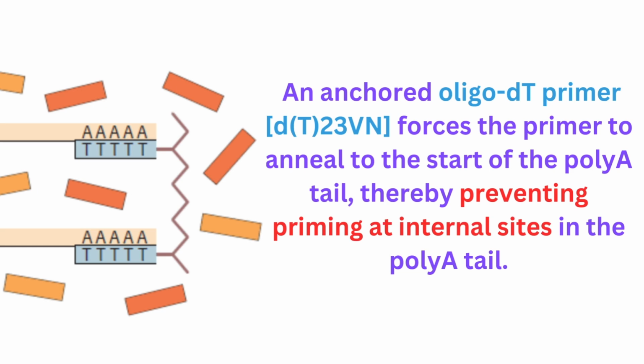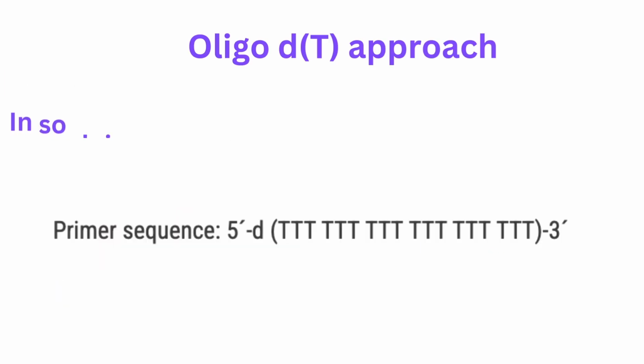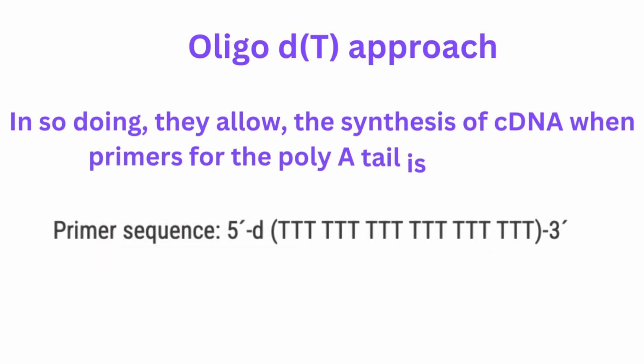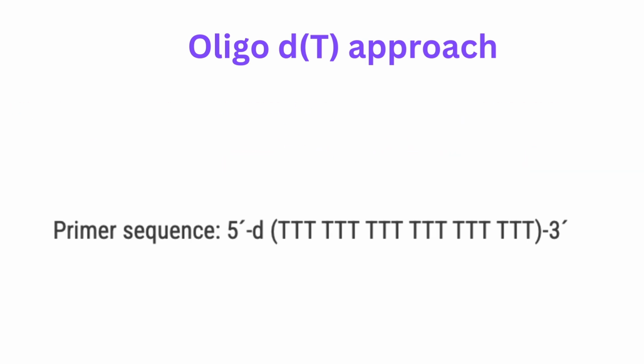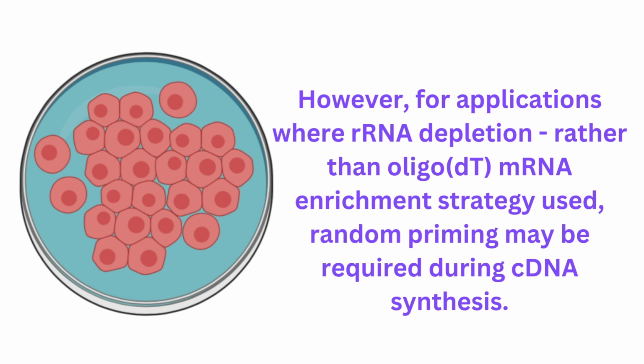So by providing these oligo-dTs, you are then able to use oligo-dT primers, and in this case, the synthesis of complementary DNA will occur from the poly-A tail that is targeted. However, not all applications would choose to use an oligo-dT approach for messenger RNA enrichment.